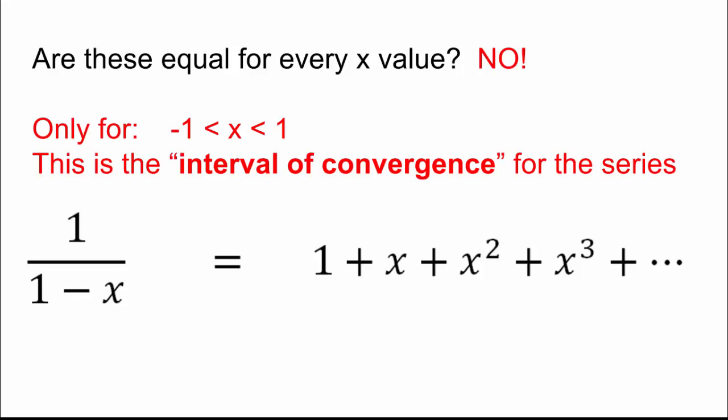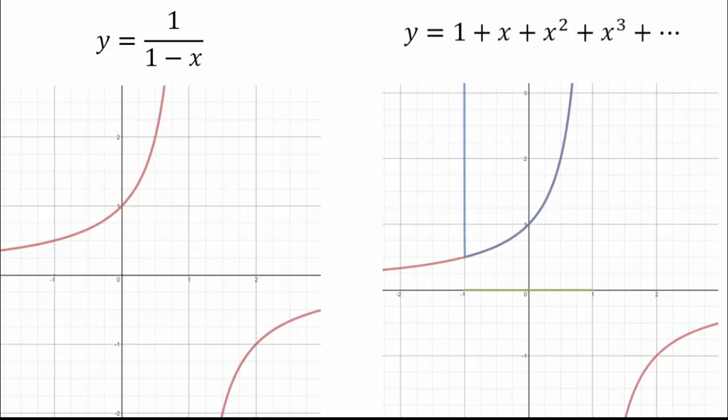Only for x values between -1 and +1 does the left side actually equal the right side. That's called the interval of convergence for the series. It's because if you plug in an x value that's not inside the interval of convergence, the infinite polynomial on the right-hand side is not going to converge to a number.